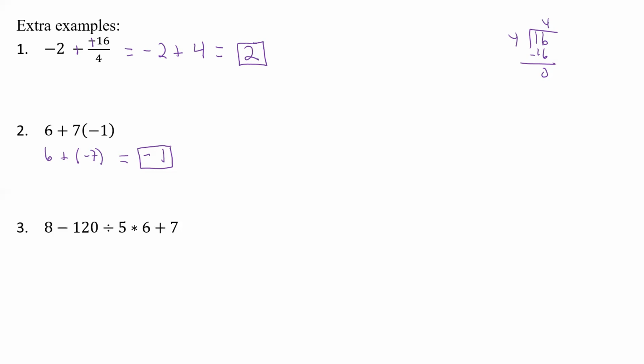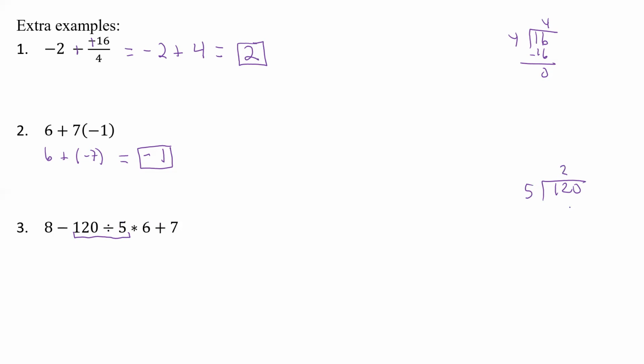Now here we've got mixed signs. We have subtraction, we've got a division, we've got a multiplication, and we've got another addition. So remember, we're doing multiplication and division first from left to right. So that means we will do this first. We'll take 120 divided by 5.